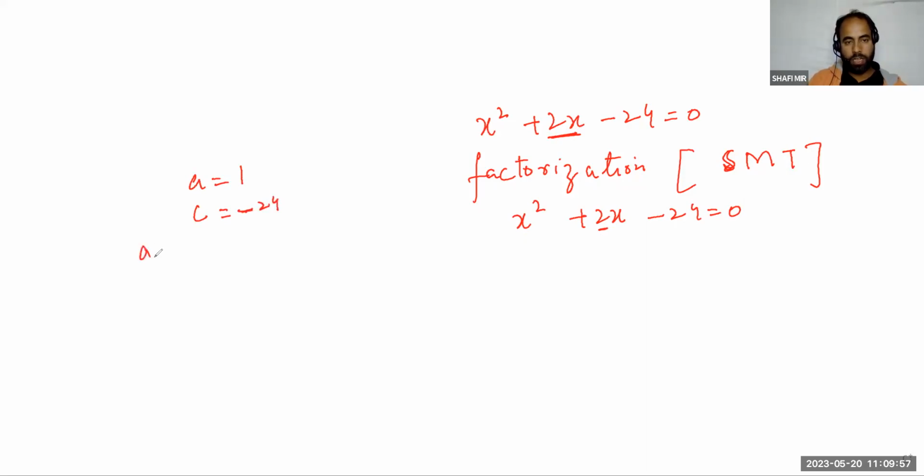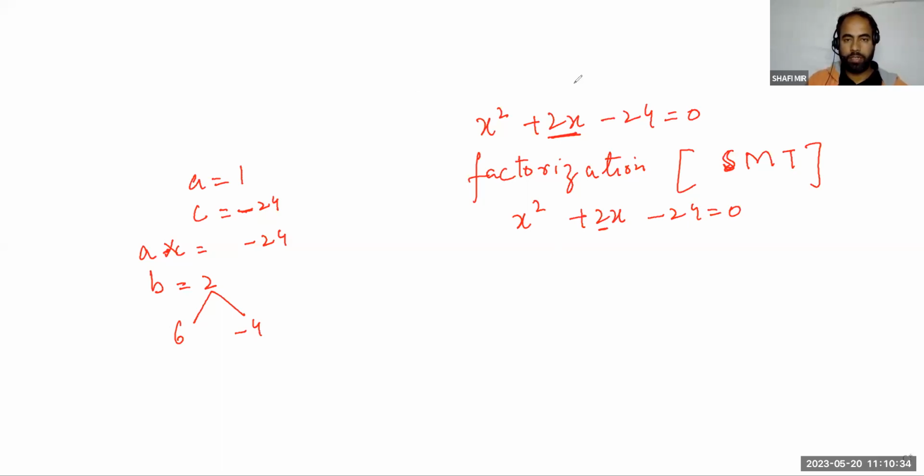So what is a into c? A into c is minus 24. So can we split this b? The b is 2. How can we split this b into two numbers such that their sum is 2, but their product is minus 24? Got it? So can I write 2 as 6 minus 4? If you find the sum of 6 and minus 4, that will be positive 2. But 6 into minus 4 would be minus 24. Got it? So that is how we split it.